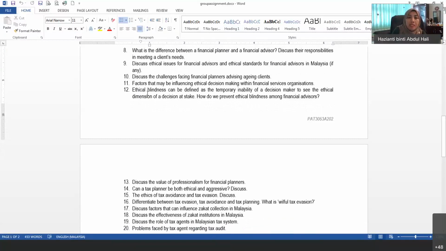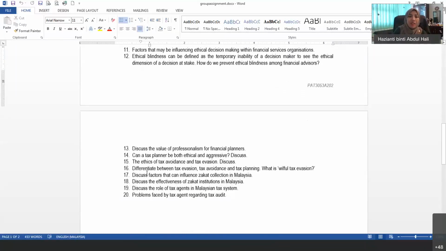Or maybe factors that may be influencing ethical decision making within financial services organization. And we have the term ethical blindness, which can be defined as a temporary inability of a decision maker to see the ethical dimension. Now later when you become a financial planner, you only see money, right? So, oh no, ethics over money. So these are also the challenges. Value of professionalism for financial planners. Ethics of tax avoidance and tax evasion. So differentiate between tax evasion, avoidance and tax planning. Factors that can influence zakat collection, effectiveness of zakat. So I include every relevant topic in the questions, so you can choose later on. Please read and choose, and most importantly 5 in a group.